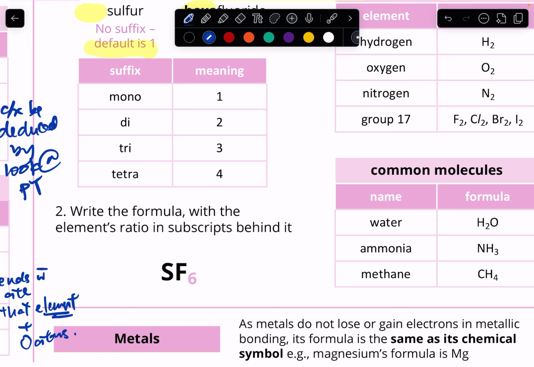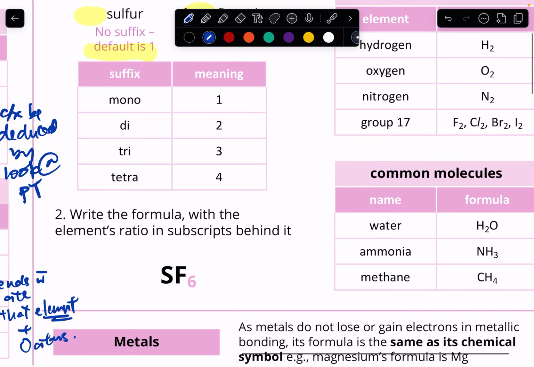So sulfur, there's nothing written in front of it, and we take it as 1, right? So we don't need to write down anything. And for hexafluoride, we know that there are 6 fluorine. So it's written behind F.